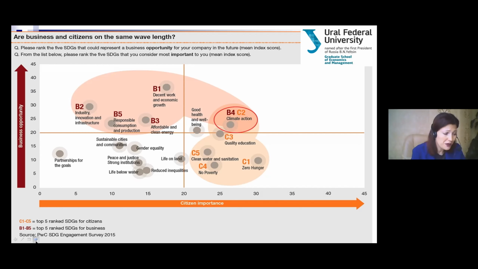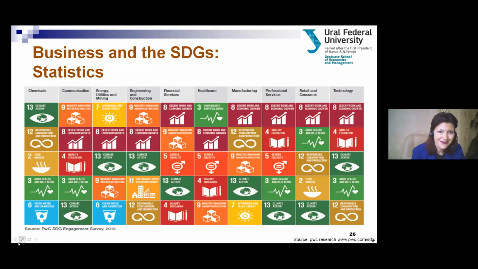By the way, I hope that you're drawing your SDGs. Now, some statistics, which SDGs were picked by different industries. And you can see that on average, different industries pick 5 SDGs to follow. For example, that's chemicals, communication, energy, engineering, construction, financial services, healthcare, manufacturing, professional services, retail, and technology.